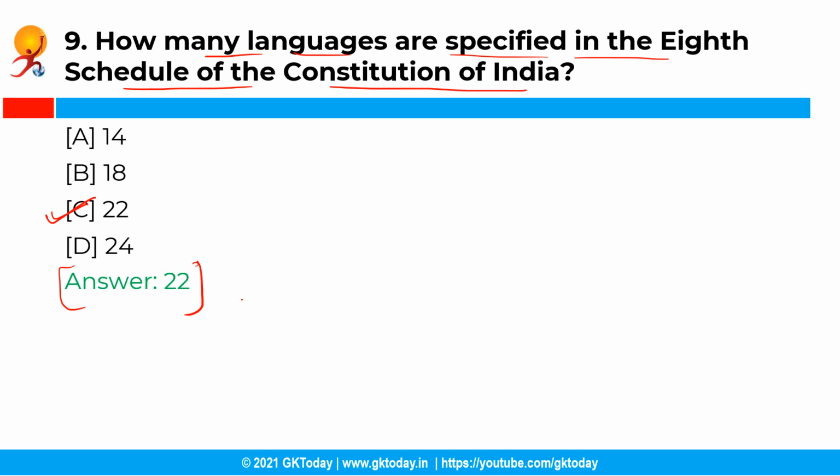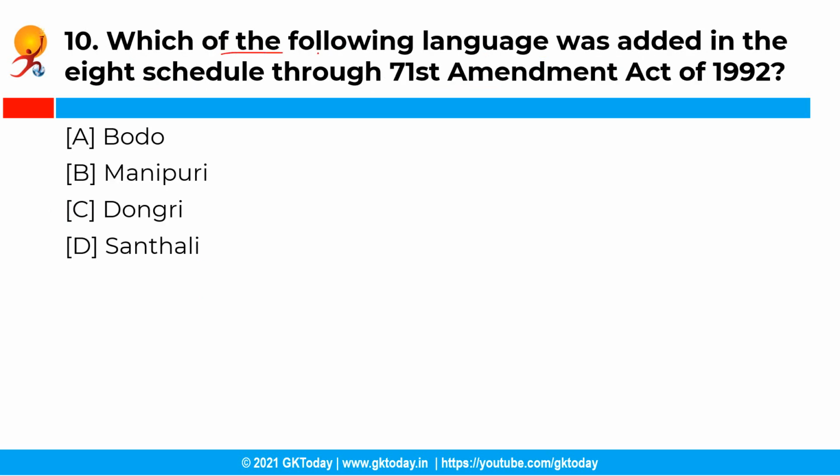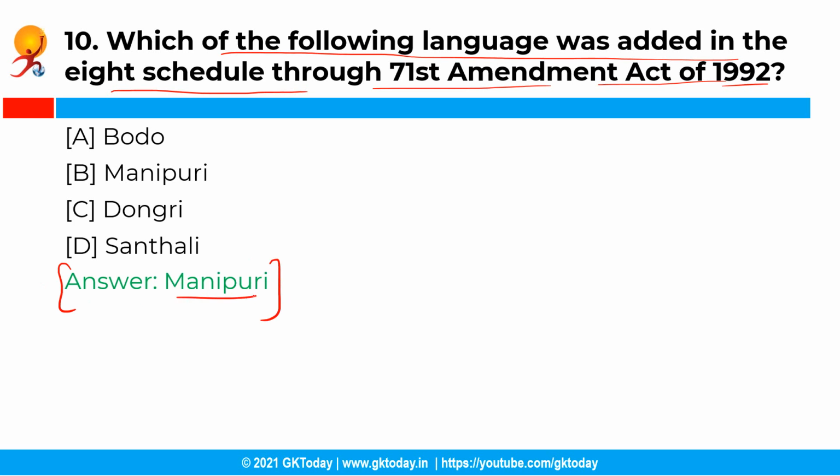language. Now the next question is, which of the following languages was added in the 8th schedule through the 71st Amendment Act of 1992? So you have the following options and the correct answer is option B, that is Manipuri. See, Konkani, Manipuri and Nepali were added by the 71st Amendment Act of the year 1992, and Bodo, Dongri, Maithili and Santhali were added by the 92nd Amendment Act of 2003 to the Constitution of India.